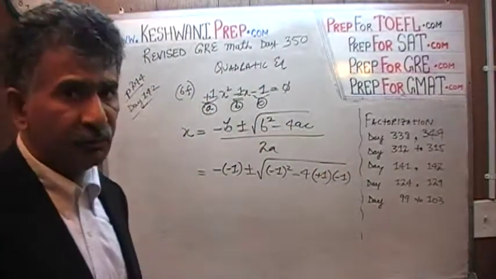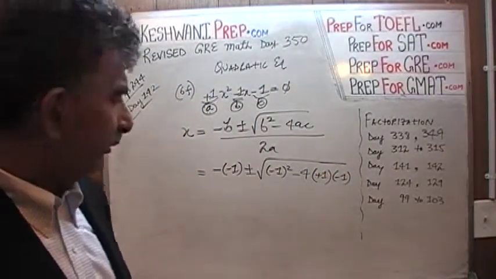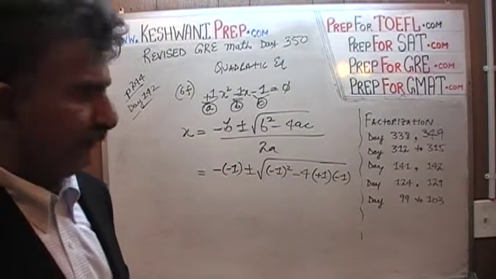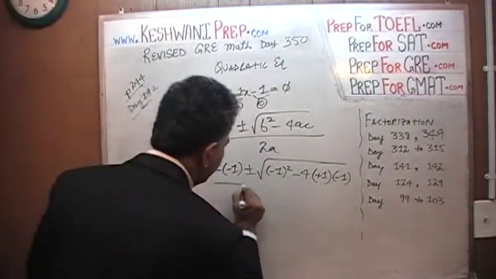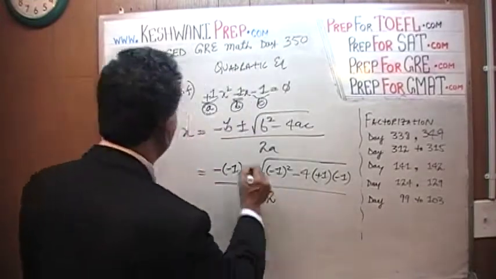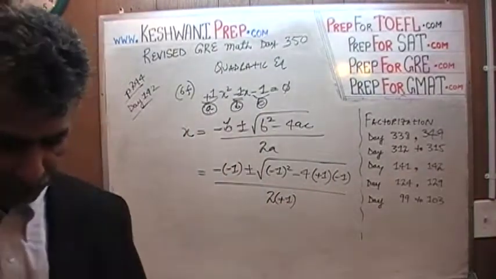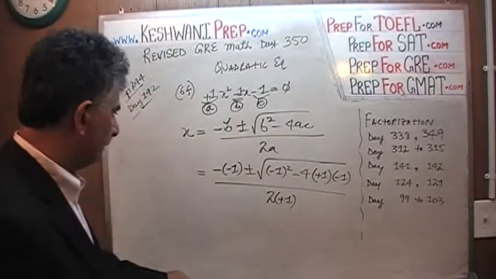You have to take your time, you have to slow down, because otherwise you're going to muck it up, you understand? You're going to muck it up with an M, not an F. Over 2 times A, which is positive 1. So let's see what it boils down to, shall we?